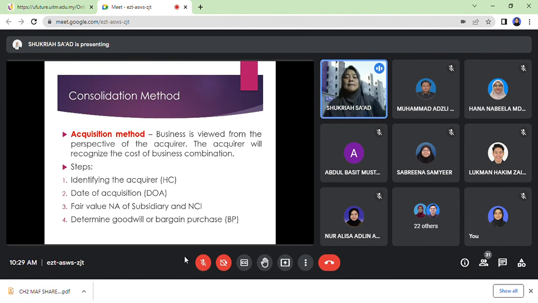Okay, kenapa based on perspective of acquirer? Because acquirer yang akan recognize cost of business combination, iaitu berapa amount purchase price yang dia akan bayar kepada acquiree. Sebab holding company yang akan bayar, so dia tahulah berapa yang dia bayar. So dia yang determine the cost of consideration transfer. So therefore, the preparation of consolidated financial statement must come from the holding company's view.